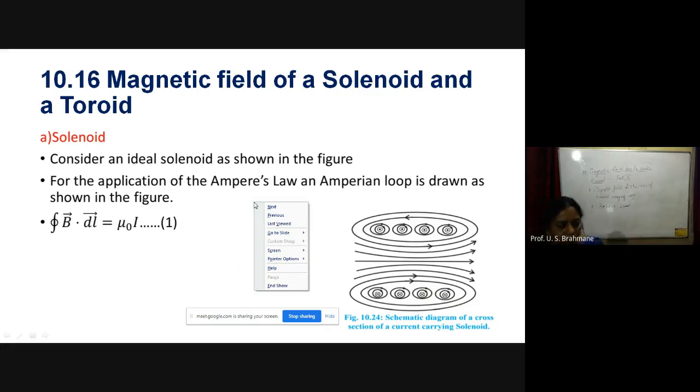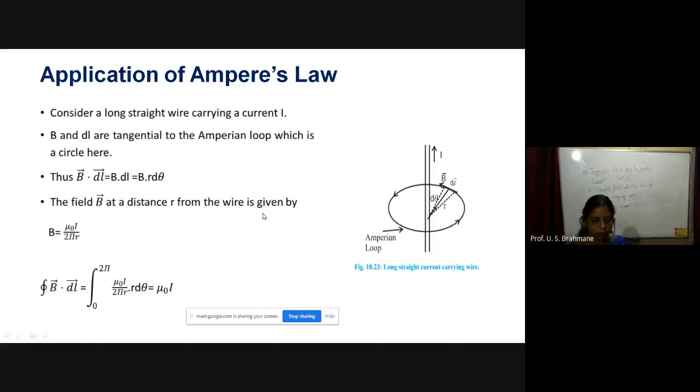So write it down, children. The previous slide, first write it down. Sometimes it is asked for 2 marks. So you have to write the statement and prove this. This is for the straight conductor.